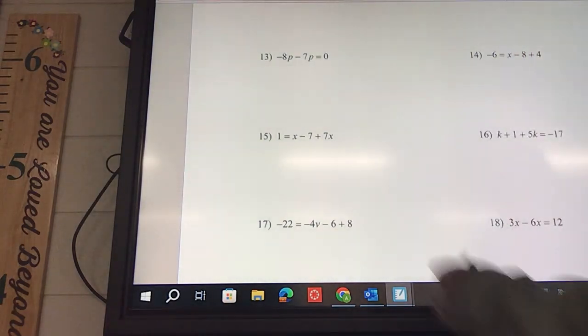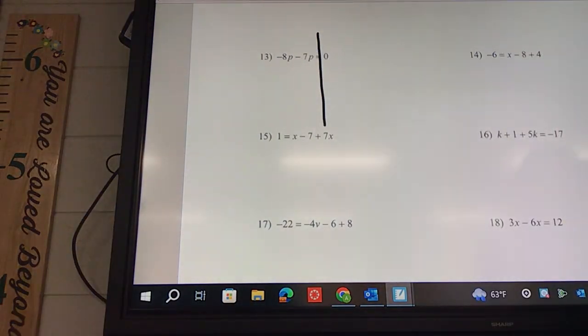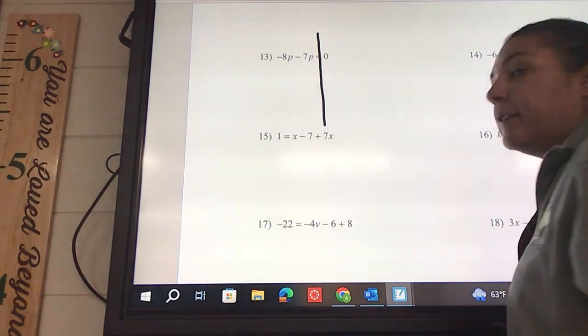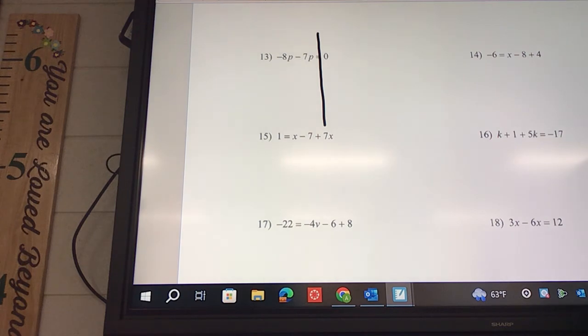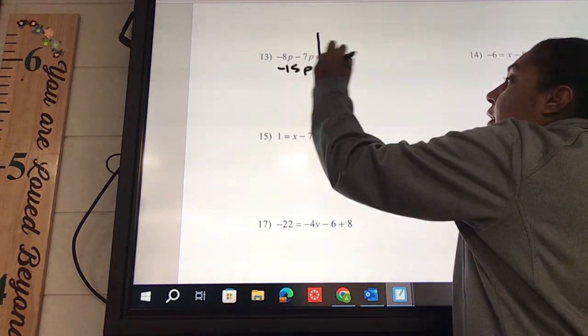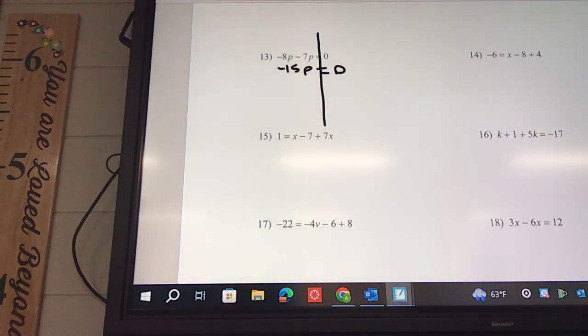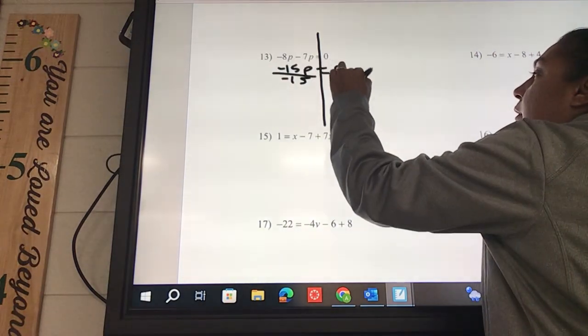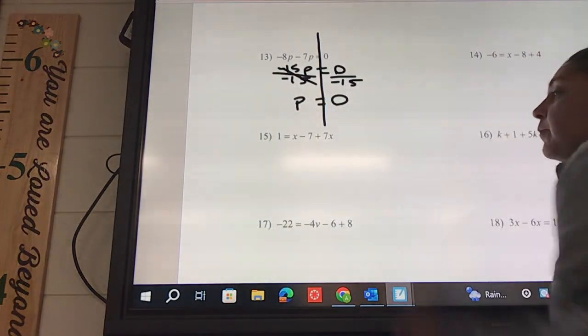Okay, look at 13. First of all, we can draw our line. If we're looking at the left side, see how they both have a p? That means you can put those together. So what is negative 8 minus 7? Use your calculator. Negative 8 minus 7 is negative 15. So I have negative 15p equals 0. And again, we're solving for the p, so what needs done? Divide by negative 15. So you're going to get p equals 0.